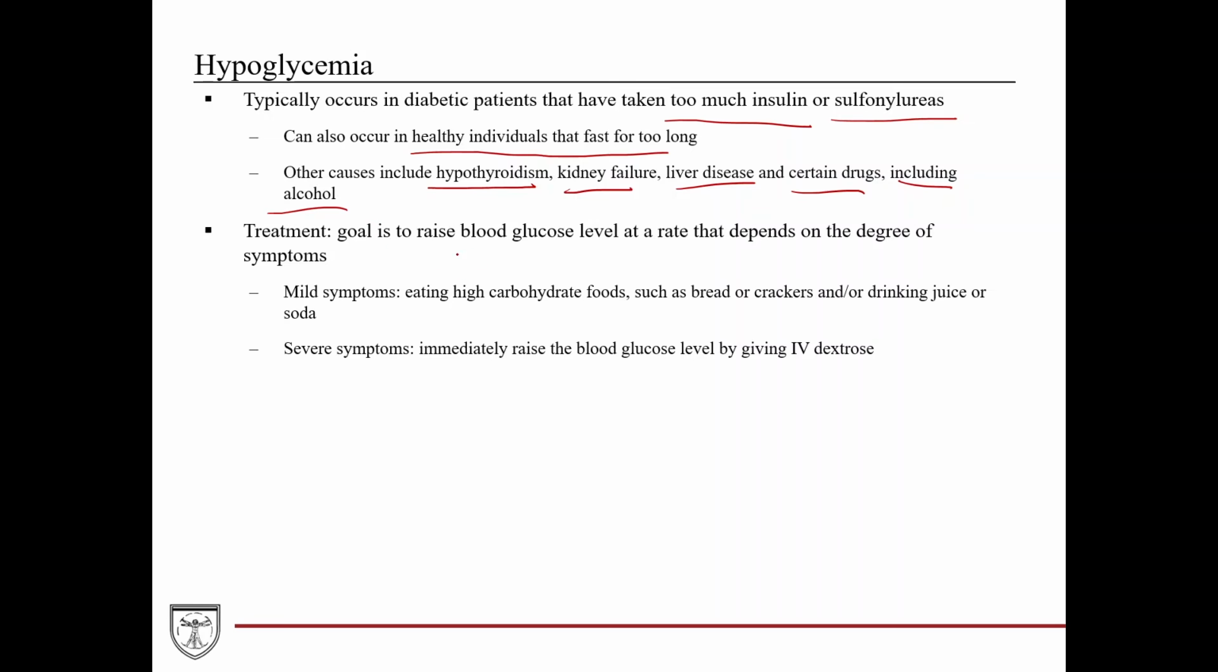The goal is to raise the blood glucose level at a rate that depends on the degree of the symptoms. So if a patient's having mild symptoms where they're kind of confused or cloudy, honestly, you just give them some snacks. Give them something high in carbohydrate, some orange juice, some crackers, bread, something rich with carbs to help bring their glucose level up very quickly. If they have very severe symptoms, then you actually give them IV dextrose, which is essentially sugar water. You just connect it to an IV and infuse it directly into their bloodstream. So that's what you would give in scenarios with more severe symptoms.